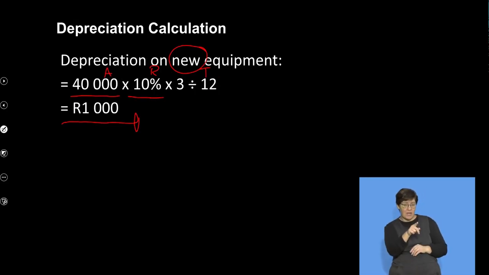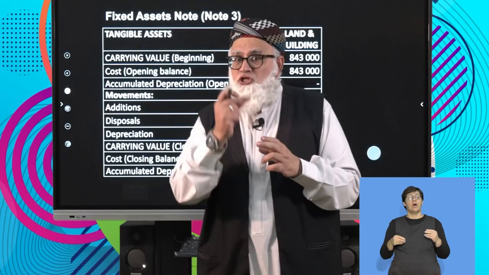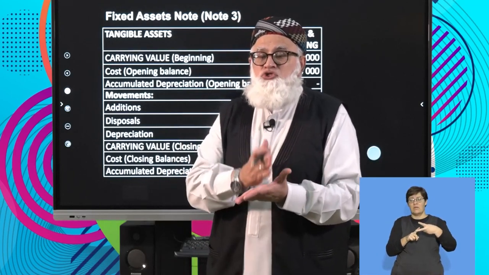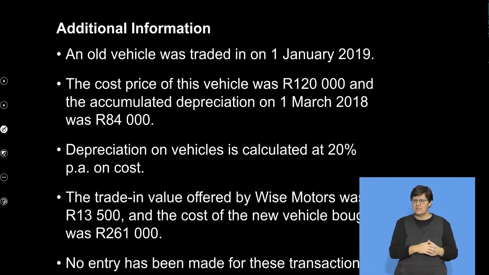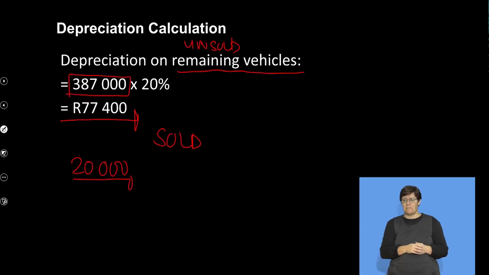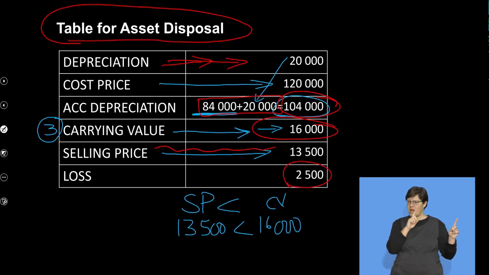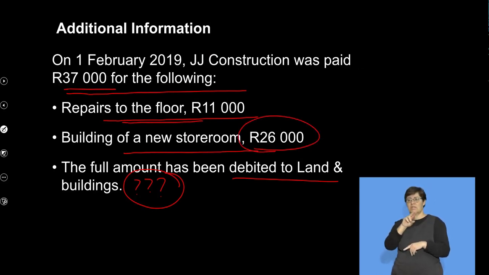But remember, if you're looking at the 880,000 at the end of the year, we had an additional storeroom that was built, and they had included a charge there which was not supposed to be there. Let me take you back to that one so you can see exactly what we're talking about. I think it was at the start of the question. Yes. We paid them 37,000 Rand for repairs and a new storeroom of 26,000 Rand.